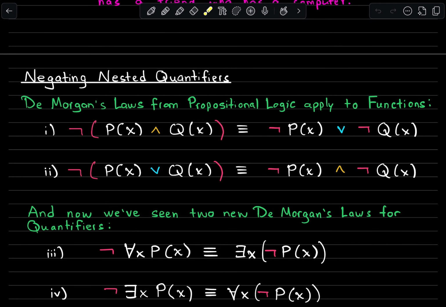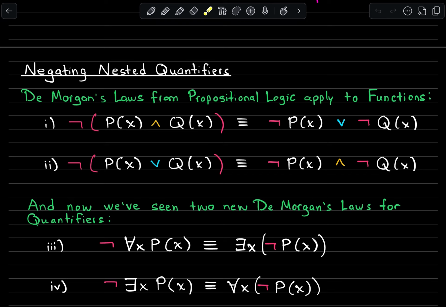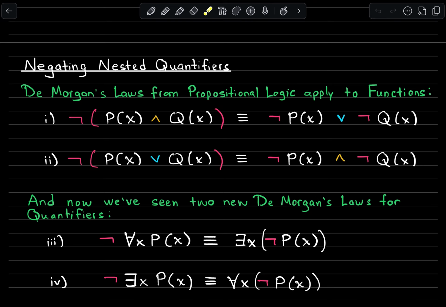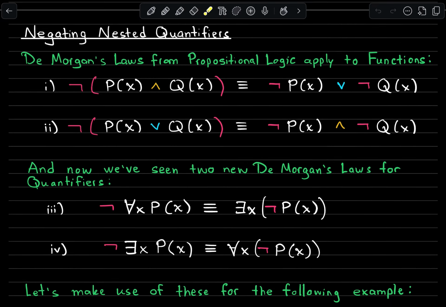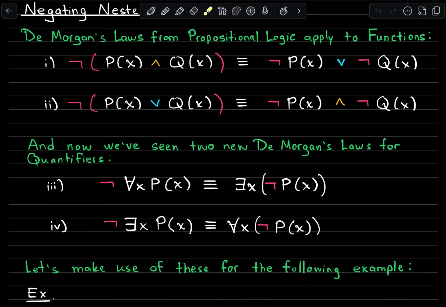And rule number 4 is similar here. So this is saying it is not the case that there exists even one student with a computer. In other words, it's the same thing as saying it is true for all students that none of them have a computer. Okay, so these were our De Morgan's laws up until now. So let's make use of these for the following example.